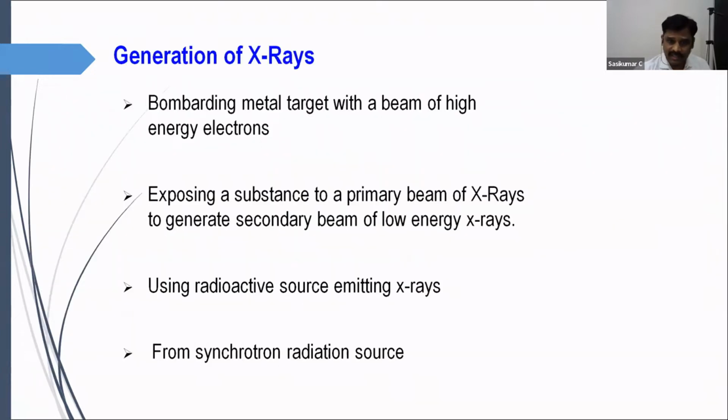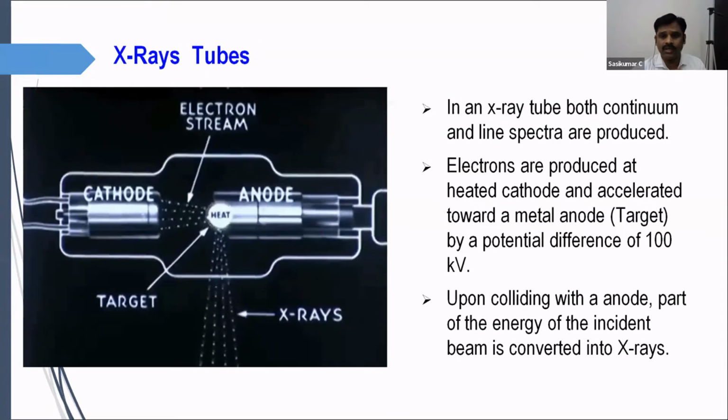So X-rays are generated by various methods. Either you can bombard a metal with a high energy electron beam, or you can expose the metal to X-rays, which can generate secondary X-rays, or we can use radioactive sources, or we can use synchrotron radiation.